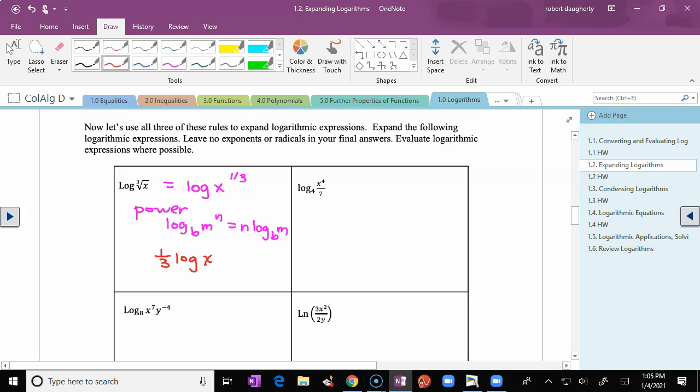In the next one, I've got powers and I've got quotients, okay? So if I use the quotient rule, I get that this is the log base 4 of x to the 4th minus the log base 4 of 7, okay? To simplify it completely, now I'm going to use the power rule and write this as 4 log base 4 of x minus log base 4 of 7.